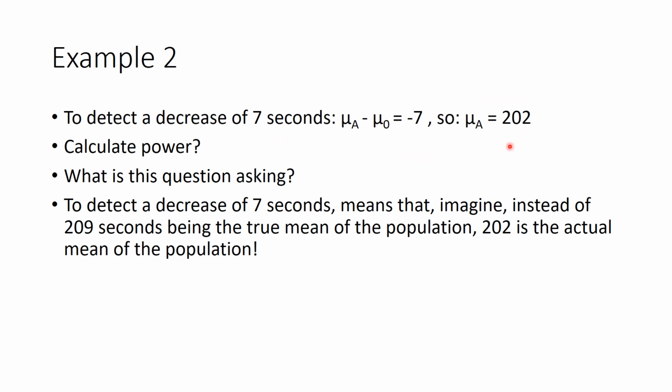So it's basically like our true population mean is 202 seconds. The question is asking to calculate the power. So again, let's think what the question really is asking. To detect a decrease of 7 seconds, it means that, imagine, instead of 209 seconds being the true mean of the population, 202 is the actual mean of the population.